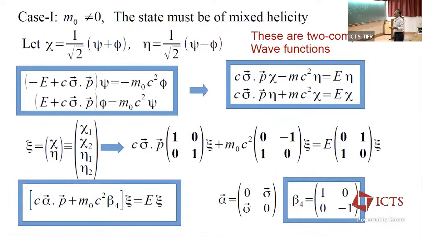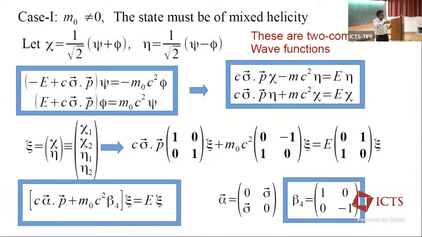Okay. But for the other condition, m0 not equal to 0 for massive particles, the general state would be the mixed state, the mixed parity state. So we have to construct the equations for the mixed parity state. That then becomes the standard Dirac equation. Okay. So from the Klein-Gordon equation, we did not do much.